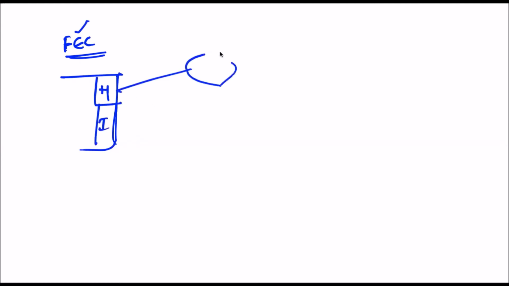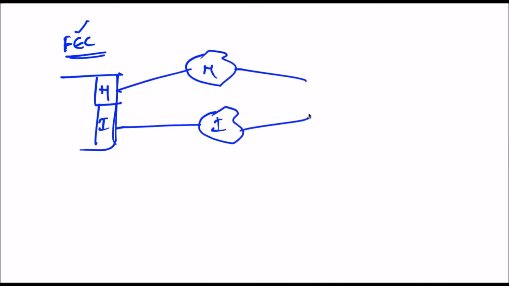But what happens in case of FEC? Okay, forward error correction. What happens in case of FEC? Irrespective of the WAN transport, FEC is always applied. Now, what is going to happen here? Assume I have an MPLS link and an internet link. I'm sending over the MPLS and I'm sending over the internet. So this is my MPLS link and this is my internet link.